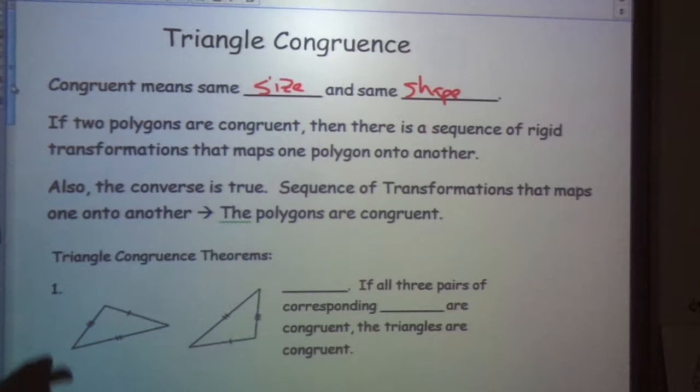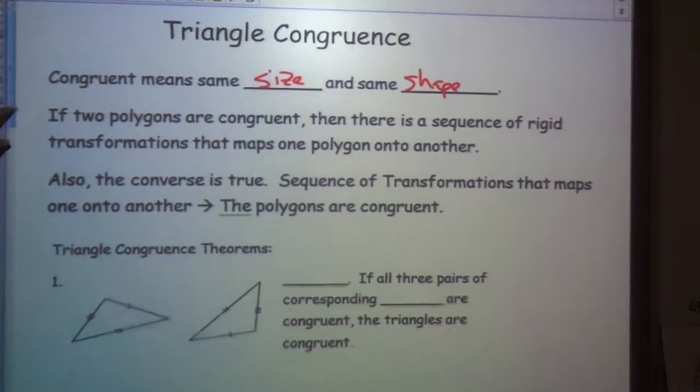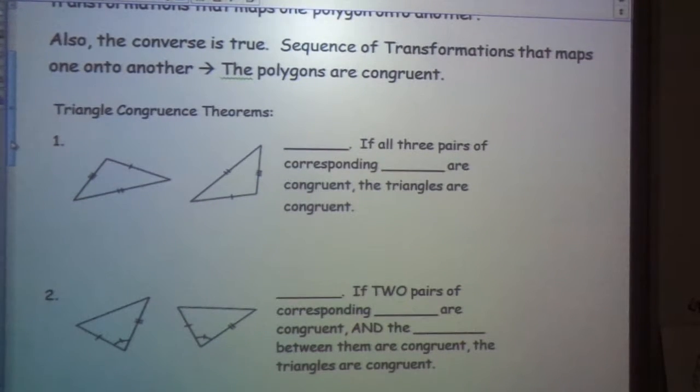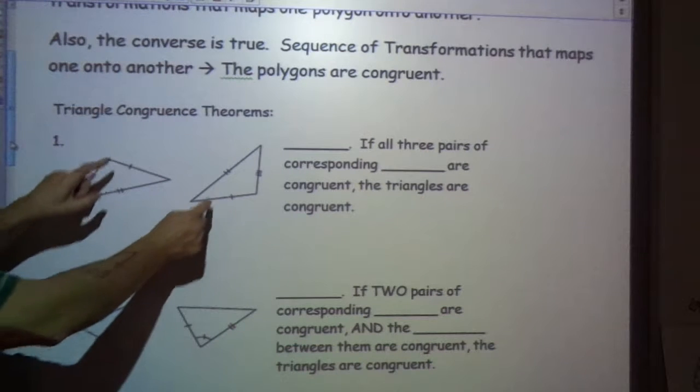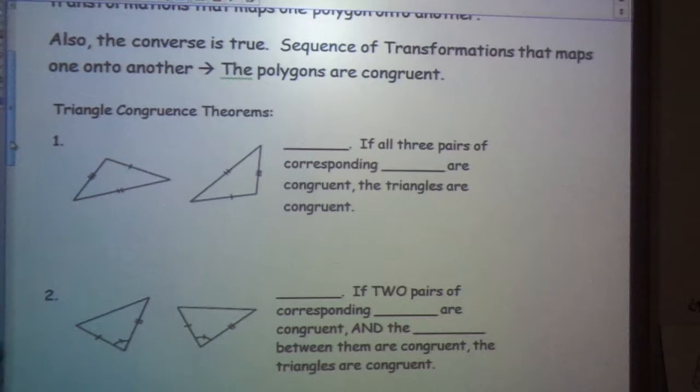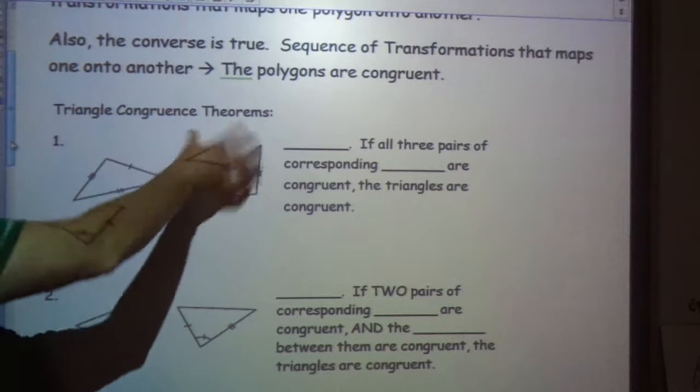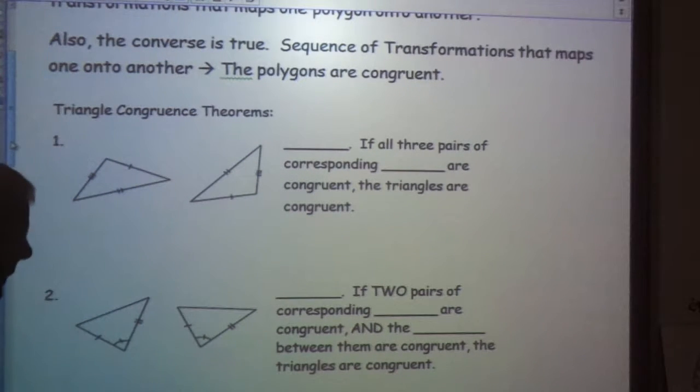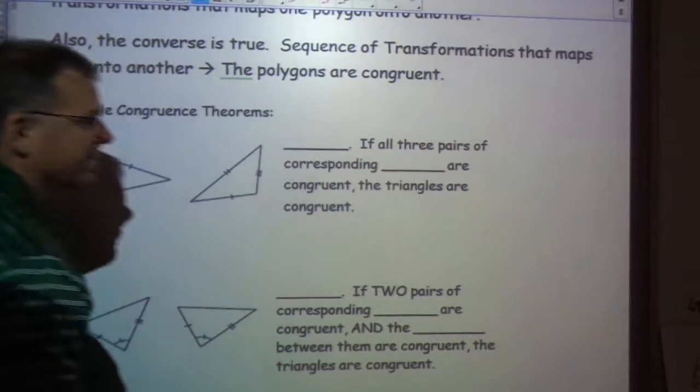But we don't always need to have all the sides and all the angles marked. We can sometimes get away with less. There are 5 ways that we can get away with less. The first is, what if we have all 3 sides? 1, 2, and 3. All 3 sides are equal. That's enough to prove it. I could twist this thing and put one on top of the other. They have to be the same size and the same shape.